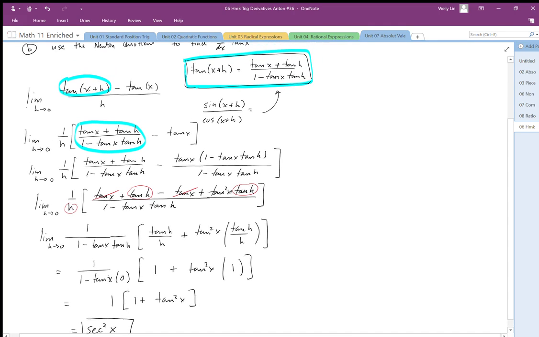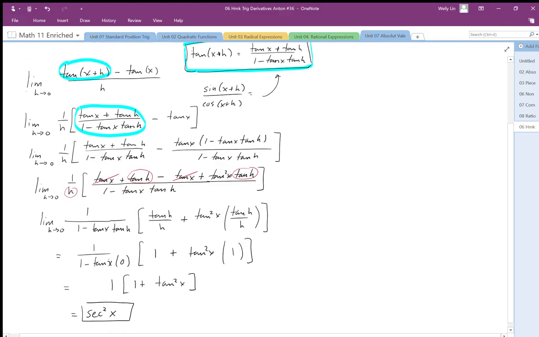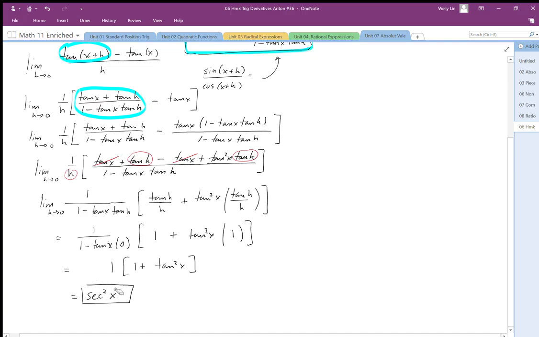We would never really expect to do this on a test or anything like this. This is just an algebraic exercise, but we do end up with the same result that we did when we put it on our formula sheet.